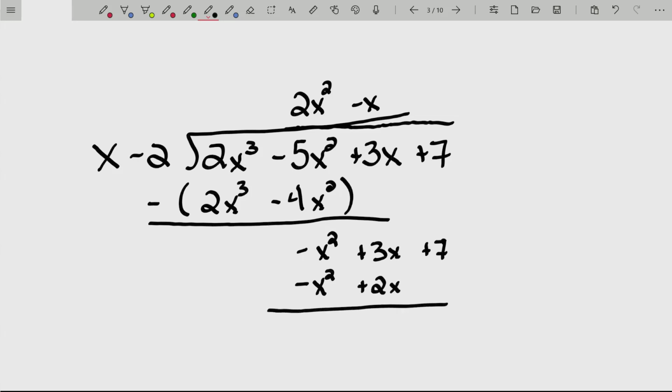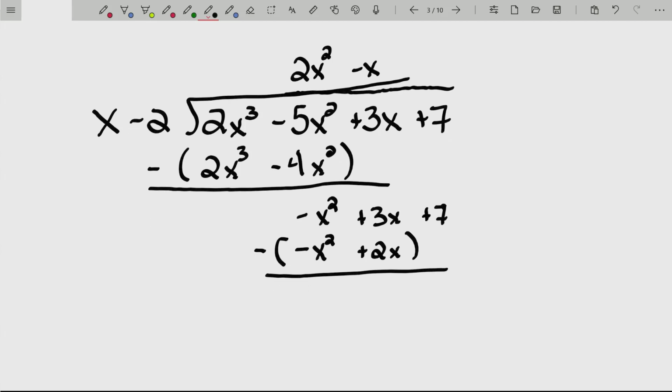2x. And again, remember, you're subtracting that entire statement right there. Negative x squared minus a negative x squared, they cancel by design, so you know your mathematics is correct. 3x minus 2x, well, that's a pretty little x plus 7. The question is, does x divide into x nicely? And yes it does. It goes in one time. So I'll put a little plus 1 here.